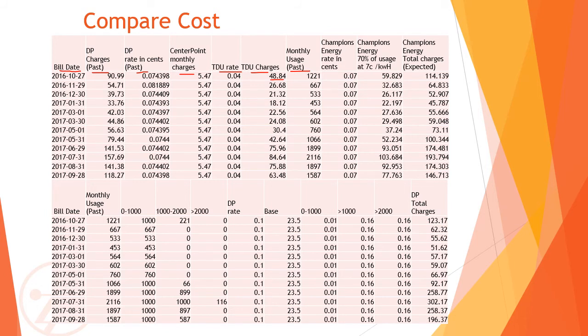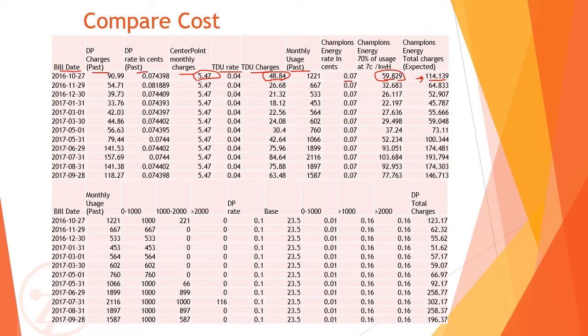And then Champions Energy is 7 cents. And as I was telling you on the previous slide, the way they do free weekends is 70% of your usage times 7 cents, which will give you this number. And for total charges, you're going to add the monthly CenterPoint charge plus the TDU charge and your Champions Energy charge. So this will give you this number.